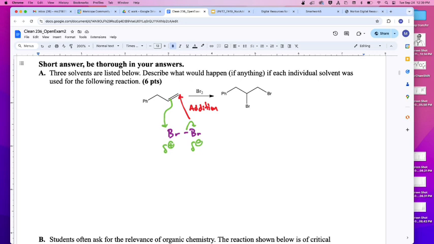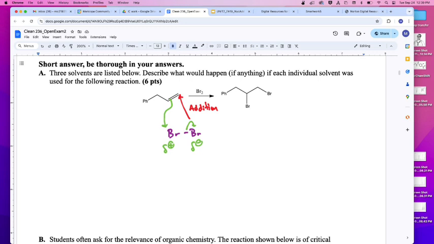Number one, bromide, great leaving group. It is stable on its own. Because it's stable on its own, it's not going to immediately react right back. It's going to float off into solution and say, give me a second to breathe. I hate my twin. I wanted to live on my own for a little bit. Okay? So that's problematic.